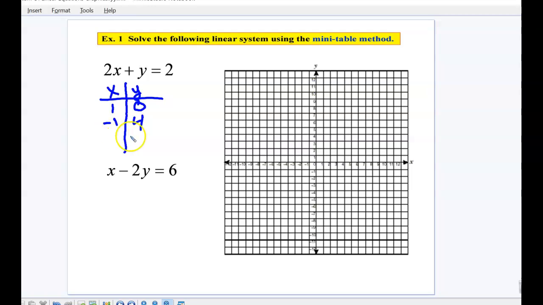So let's pick y being 2. So I'm going to get 2x plus 2 is equal to 2. If I subtract the 2 to the other side, I get 2x equals 0, and divide by 2, x is 0. So now I have 3 points that I can plot.